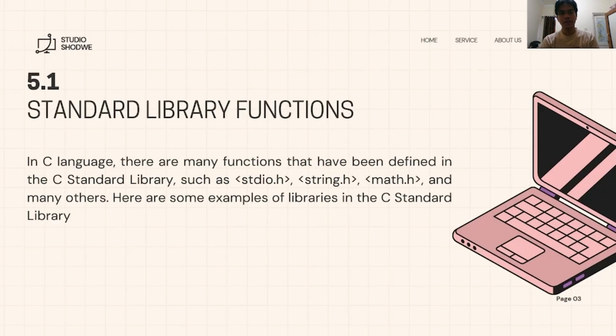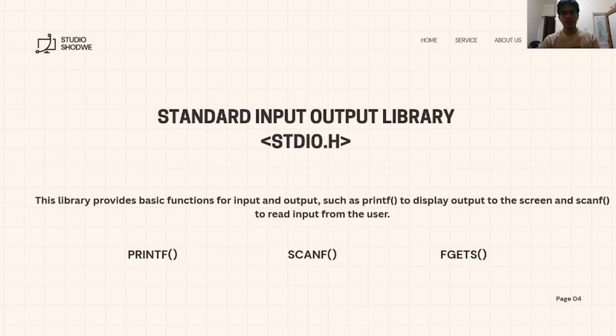In C language, there are many functions that have been defined in the C standard library, such as stdio.h, string.h, math.h, and many others. Here are some examples of libraries in the C standard library. First, the standard input-output library, stdio.h. This library provides basic functions for input and output, such as printf to display output to the screen and scanf to read input from the user.